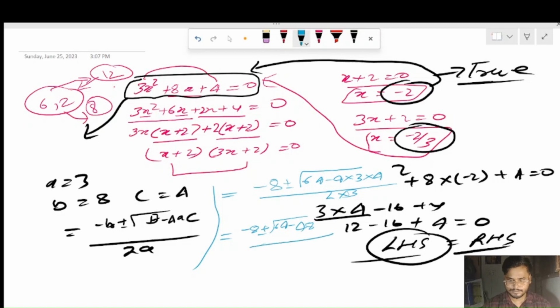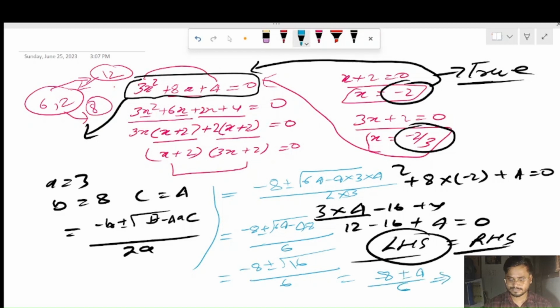Now, x equals minus 8 plus minus under root, what will it become? It will become 64 minus 48. What will we get? 16. What is the under root value of 16? It's 4. So minus 8 plus minus 4 upon 6.